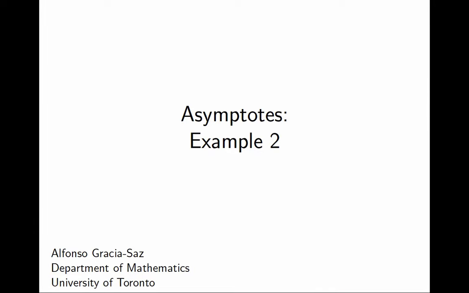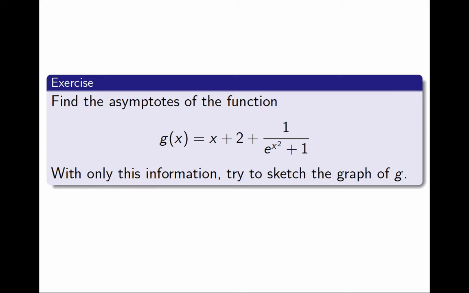This is my second example of how to find the asymptotes of a function given its equation. I'm going to look at the function g defined by g of x equals x plus 2 plus 1 over e to the x squared plus 1. This function has one asymptote, but it is neither vertical nor horizontal. I invite you to pause the video and try to find it.